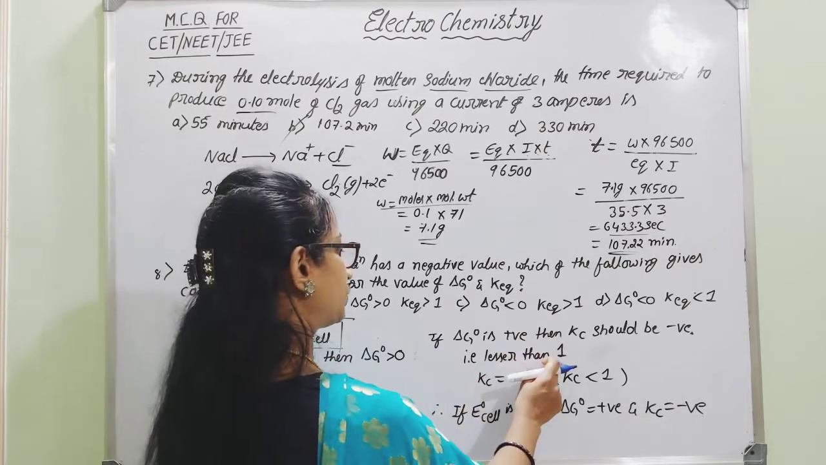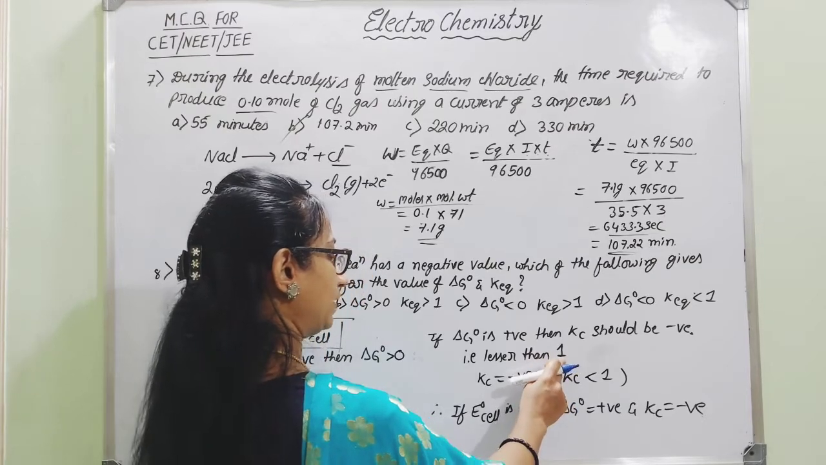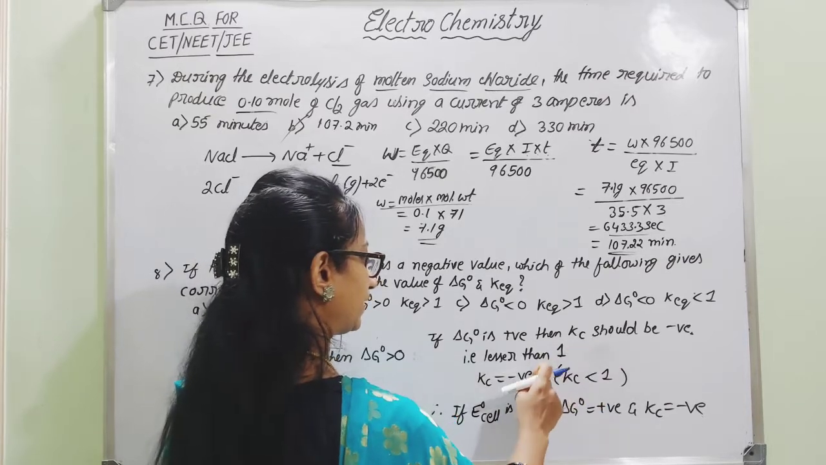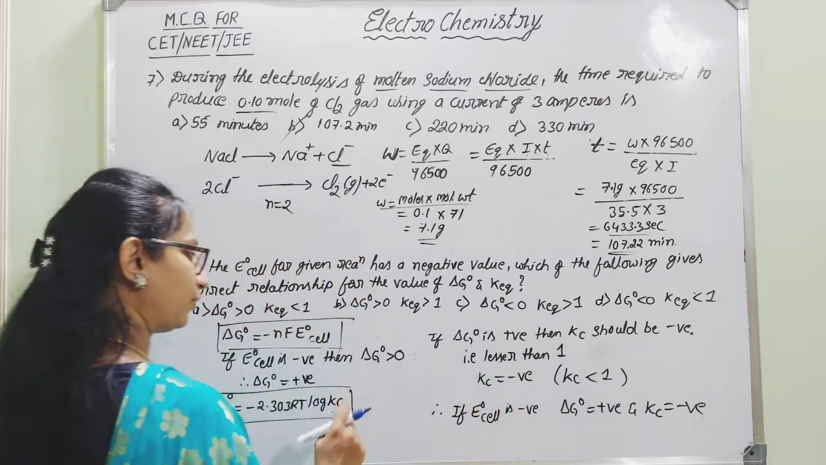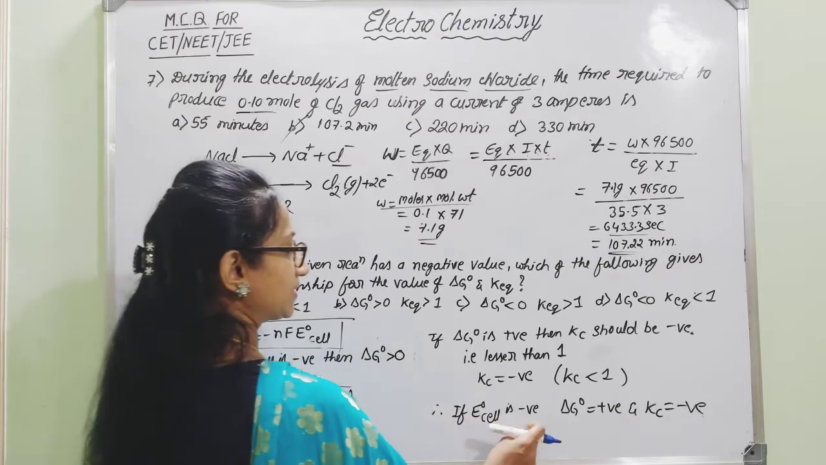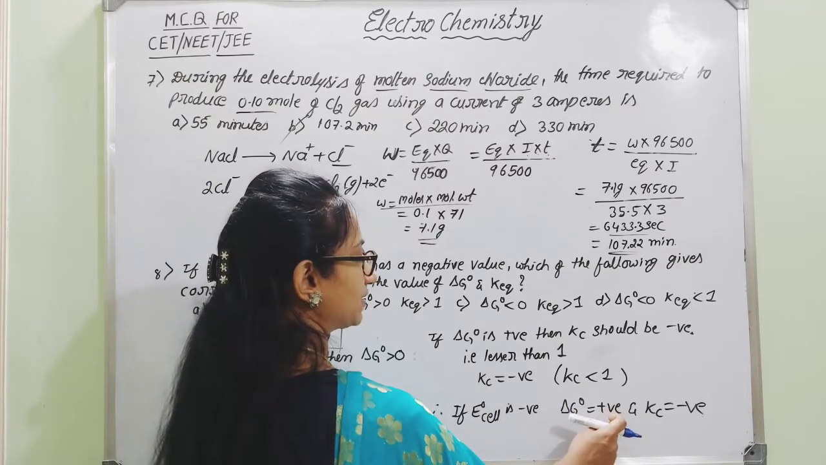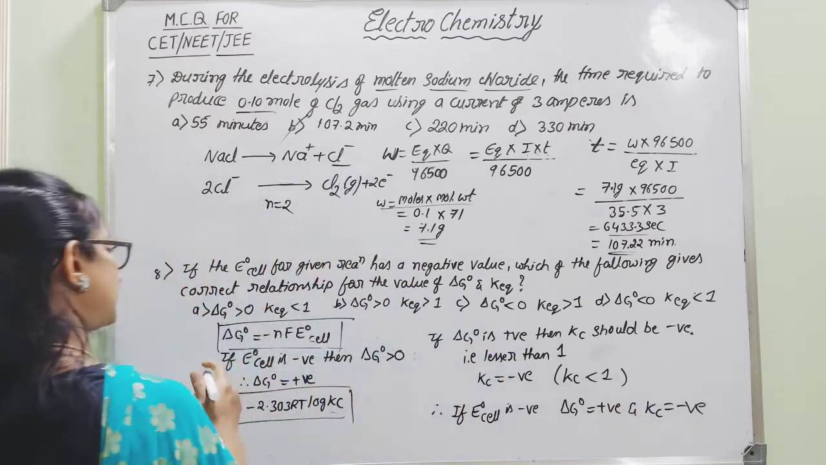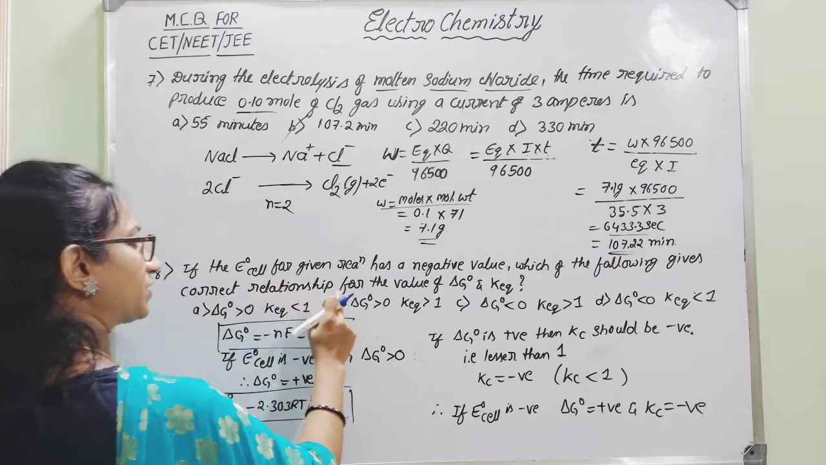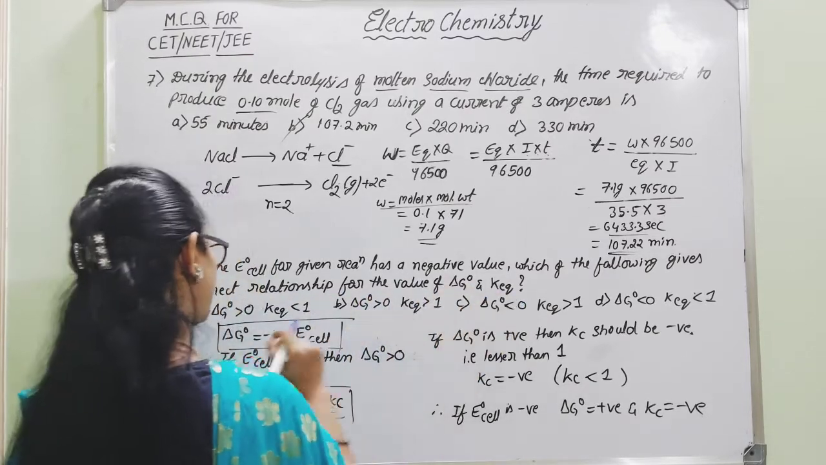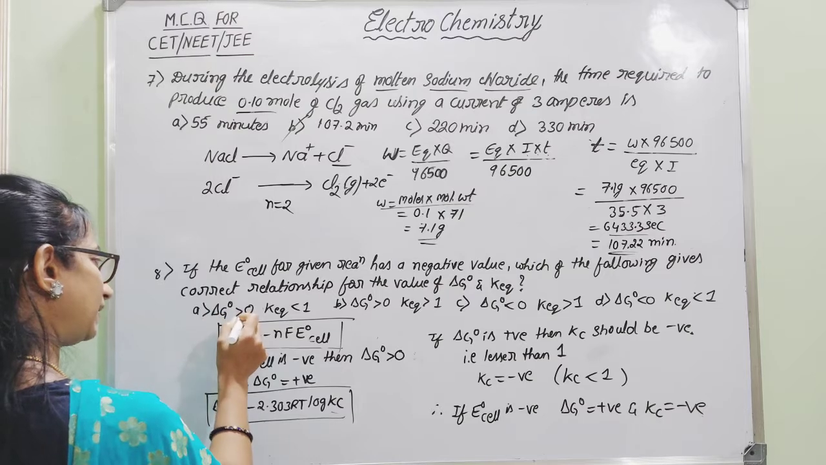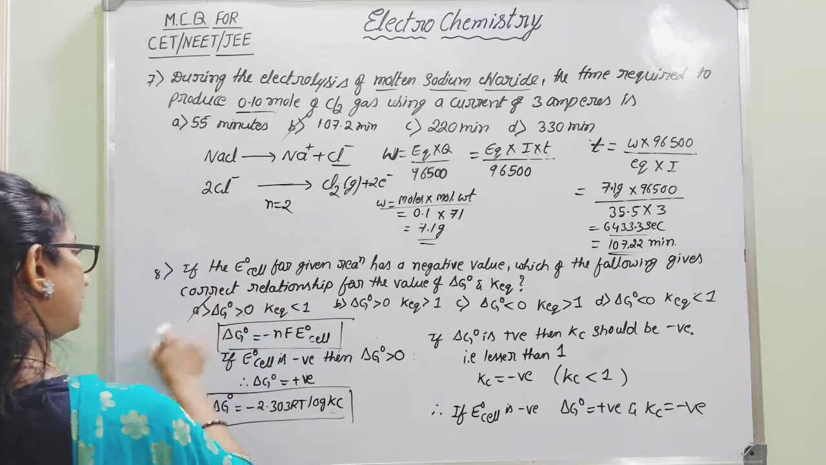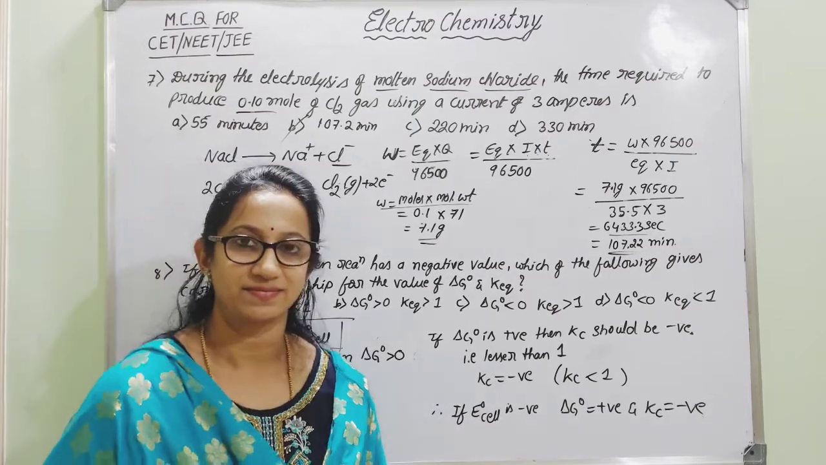Therefore, we can consider it should be lesser than 1. Therefore, if delta G naught is positive, then Kc value should be lesser than 1. Therefore, we can say that if E naught cell is negative, delta G naught value will be positive, greater than 0, and Kc value is lesser than 1. Then which is the suitable relationship? The correct relationship for the value of delta G naught and K equilibrium: delta G naught is greater than 0, K equilibrium or Kc will be lesser than 1. Therefore, option A is the right answer.